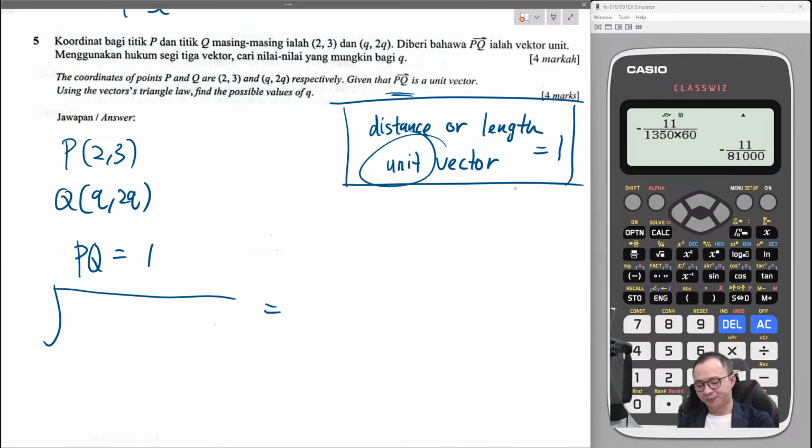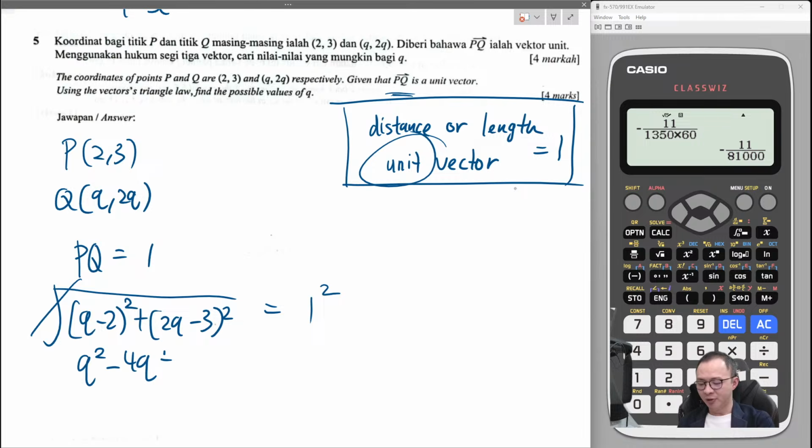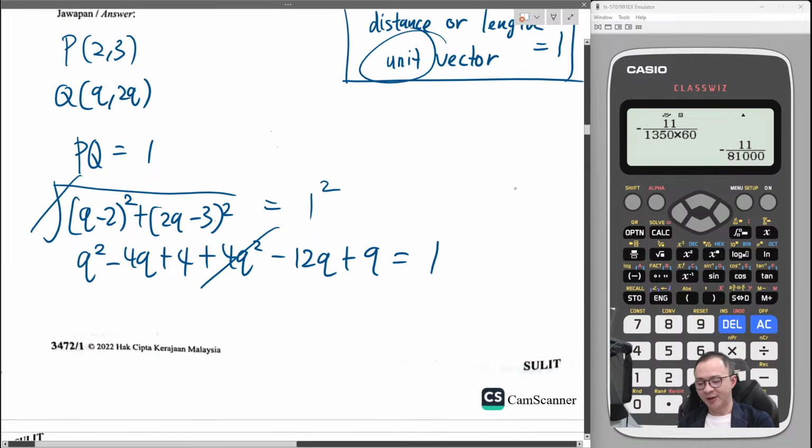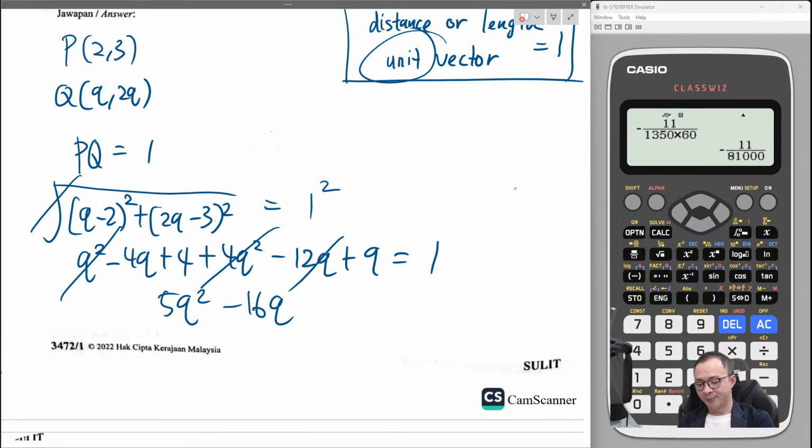So this one I will say the square root of (q minus 2) square plus (2q minus 3) square equals 1. Square both sides lah. So 1 square is still 1. So I will get q square minus 4q plus 4 plus 4q square minus 12q plus 9 equals 1. I will solve this one. 5q square minus 16q plus 12 equals 0.